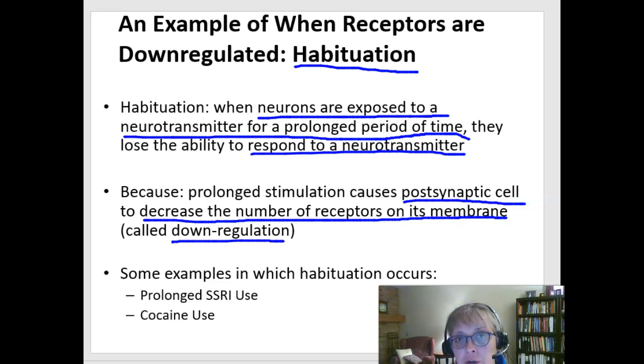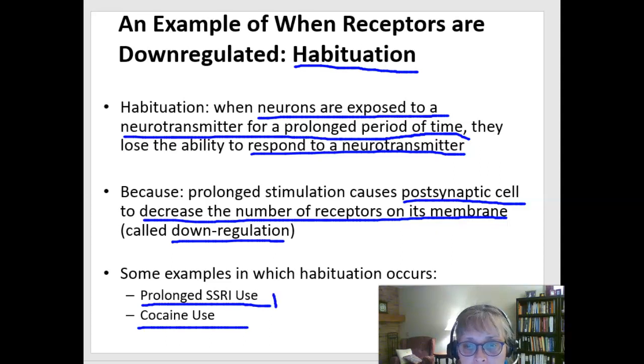It's kind of like when I turn my cell phone off, okay? In this case, the postsynaptic cell is decreasing how well it can receive a signal by decreasing the number of receptors. And there are two conditions under which this has some sort of clinical relevance that I think you might be interested in. One is with prolonged use of SSRIs, and the other is with cocaine.